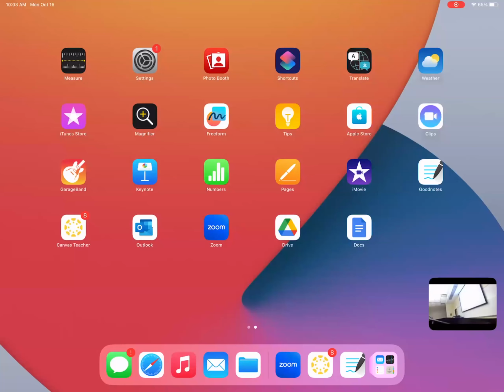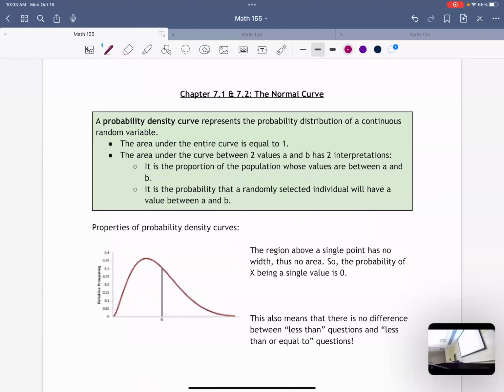All right, so in this class, we are going to learn about the normal curve. The normal curve is a little bit different than the probabilities that we've done before because the normal curve is a continuous distribution instead of a discrete one. So we're going to have to use these things called probability density curves, okay?